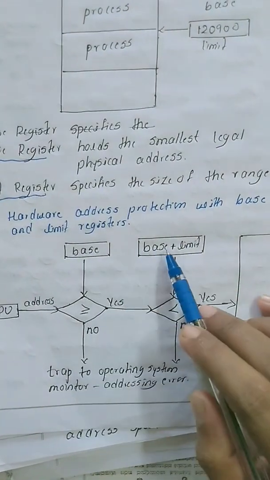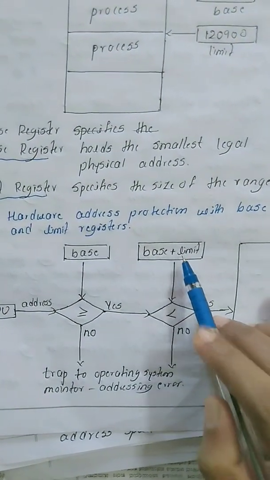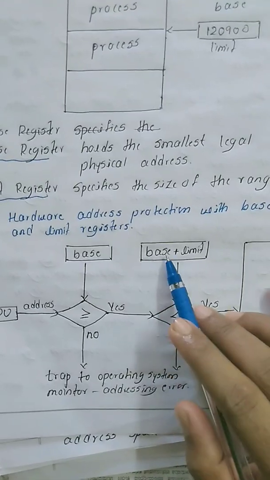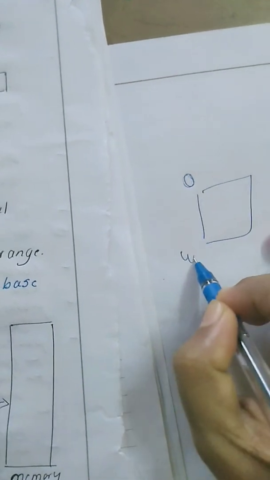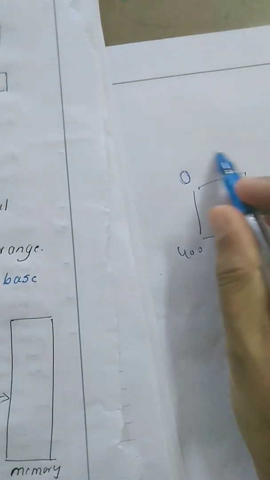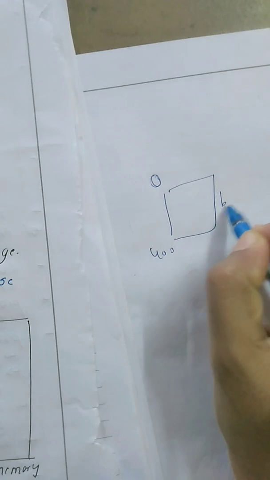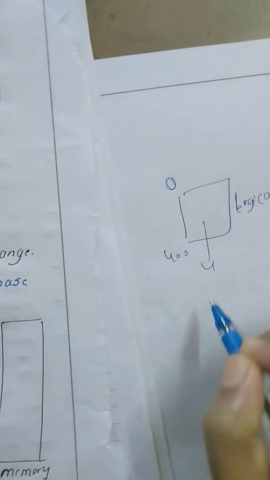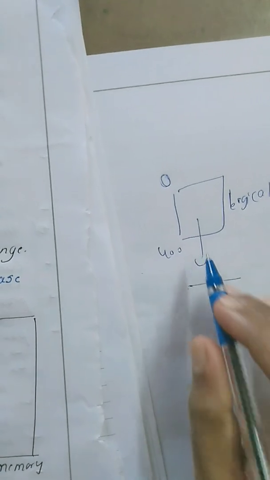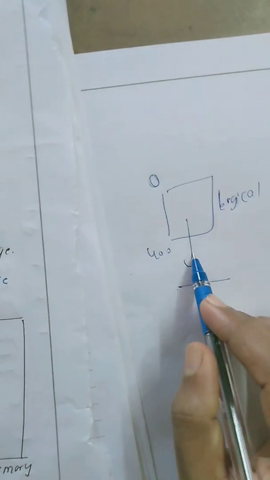This is base plus limit. What is the meaning of base plus limit? If this address starts at 0 and closes at 400, this is the base. This is a logical address generated by the CPU, but during execution this address changes. Why is this address changed during execution?